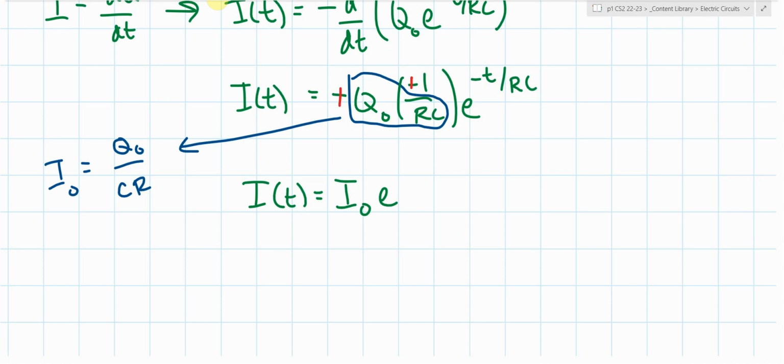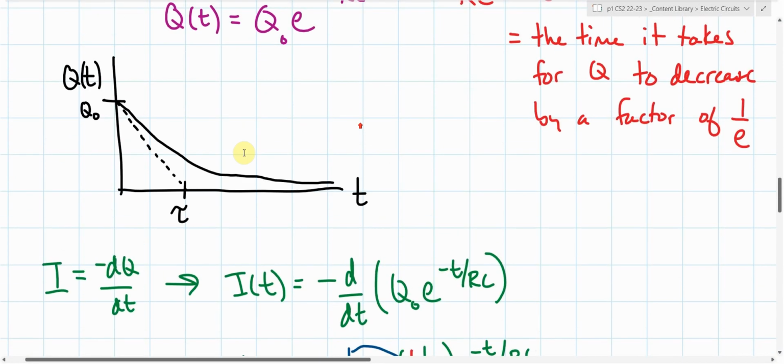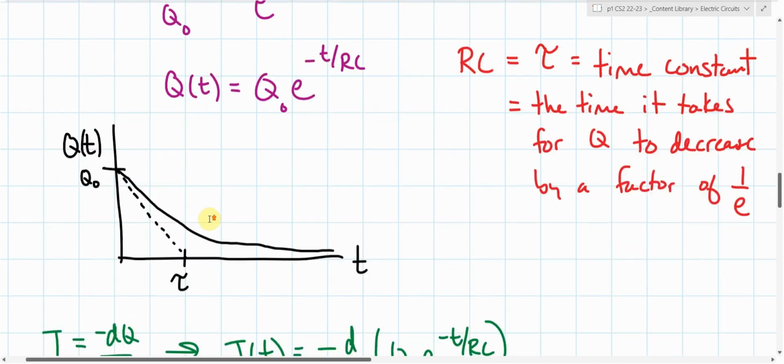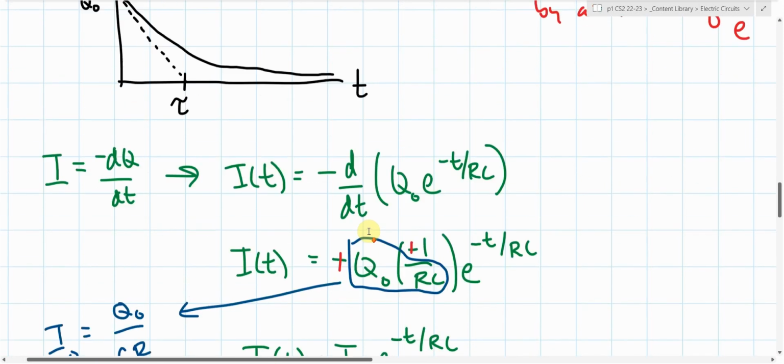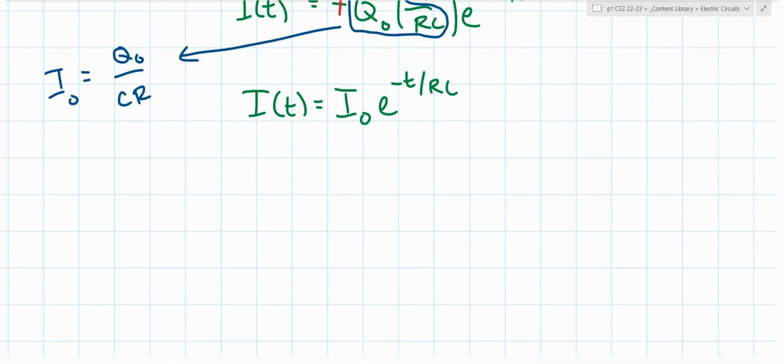And look, another exponential decay function. So current also decays the same way, with an initial current that's really big, and then it decays from there. It's going to look basically exactly the same as this one did. It also has the same time constant. So just imagine there's an I instead of a Q, and it's the same exact graph. Which is kind of nice.